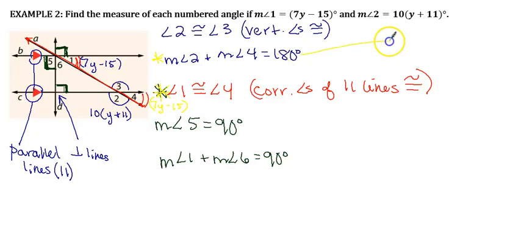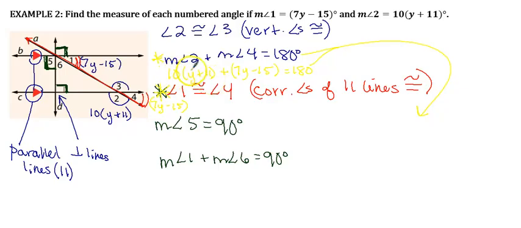Okay, so let's bring this down here. The measure of angle 2 is 10y plus 11. And I can write it here actually, 10 times the quantity y plus 11 plus the measure of angle 4, which is 7y minus 15 equals 180. That's it. I use substitution. So now I can go through and solve this.